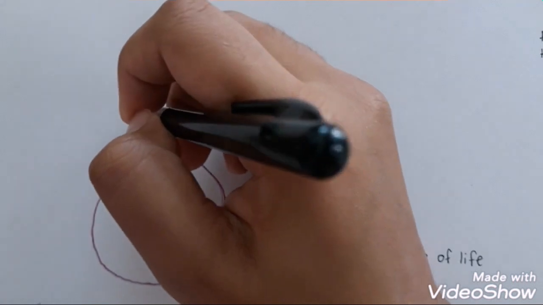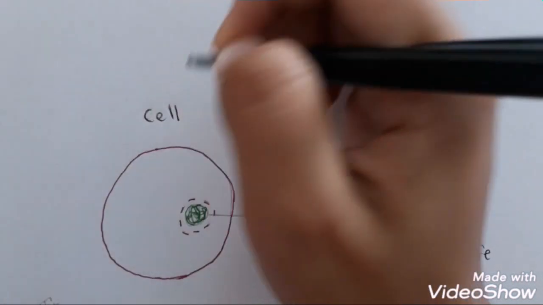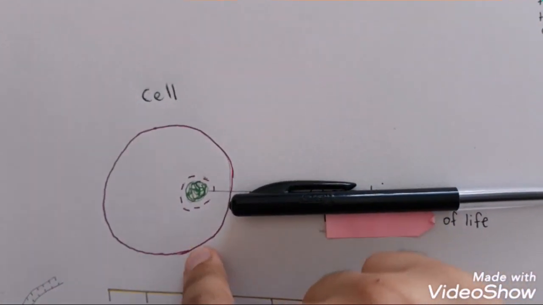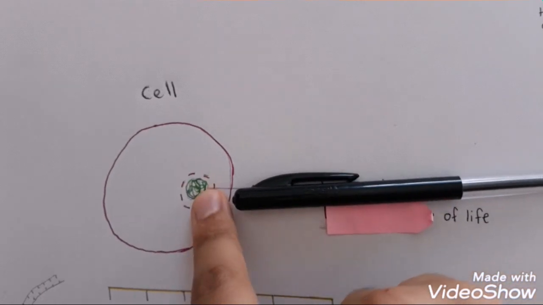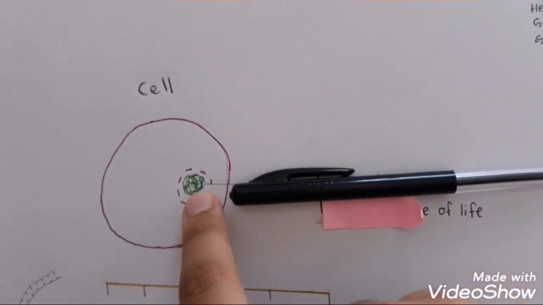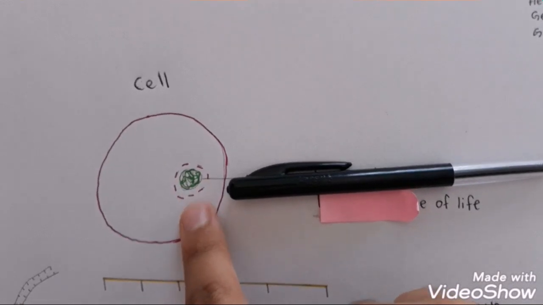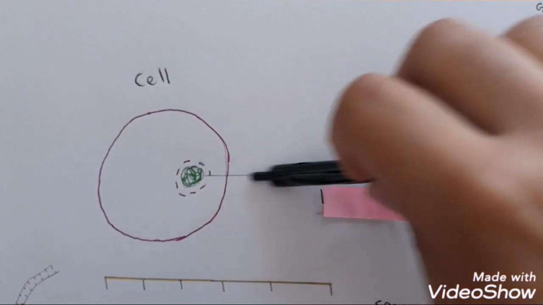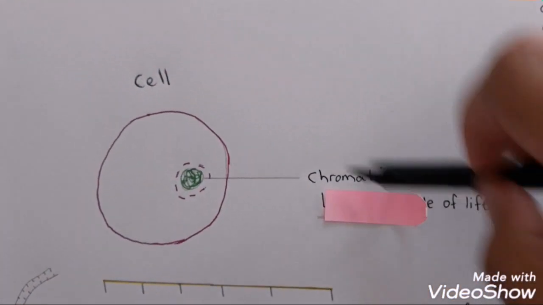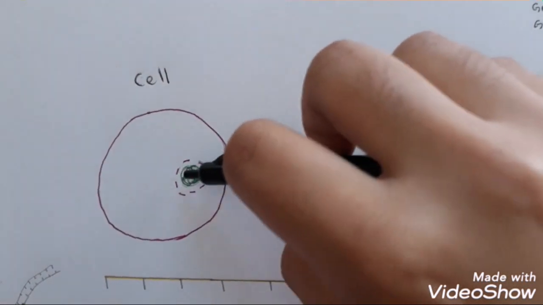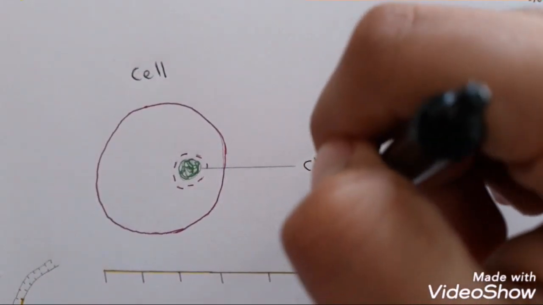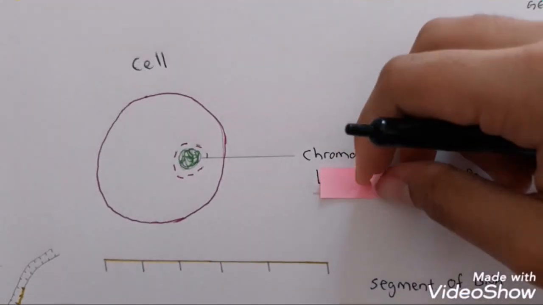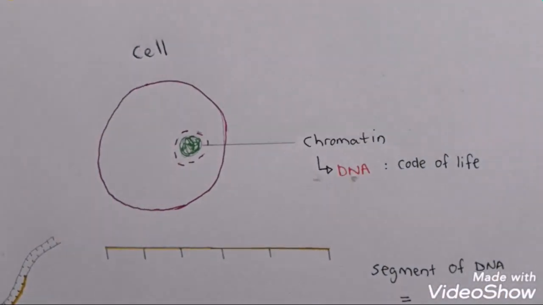So how is genetics studied? Well, they look at cells. This is an animal cell. Within the animal cell, we find a structure that controls the cell's functions. This is called the nucleus. Within the nucleus, we find a chromatin network. The chromatin network is interconnected strands that consist of material that codes for life. This is called DNA.